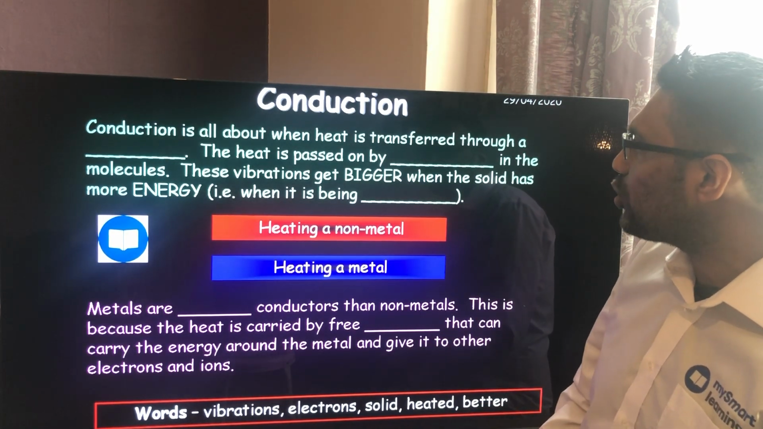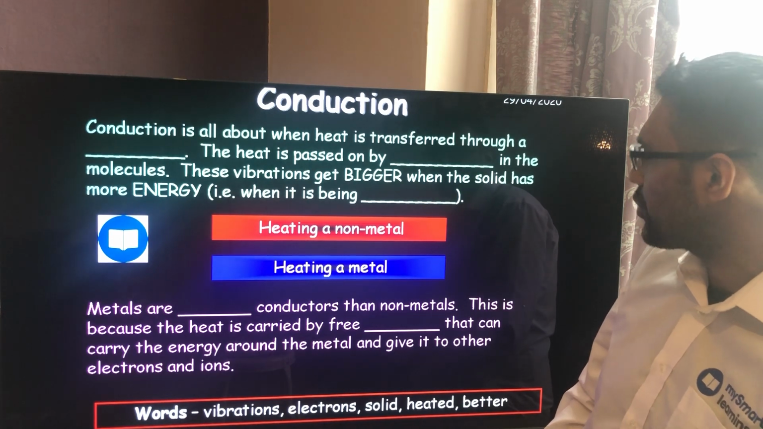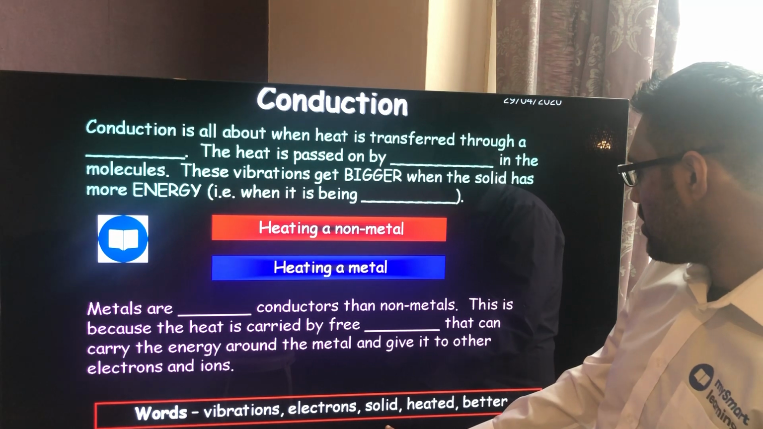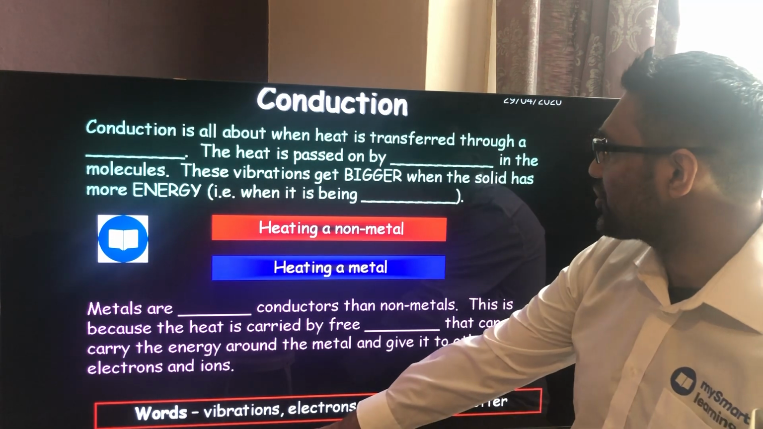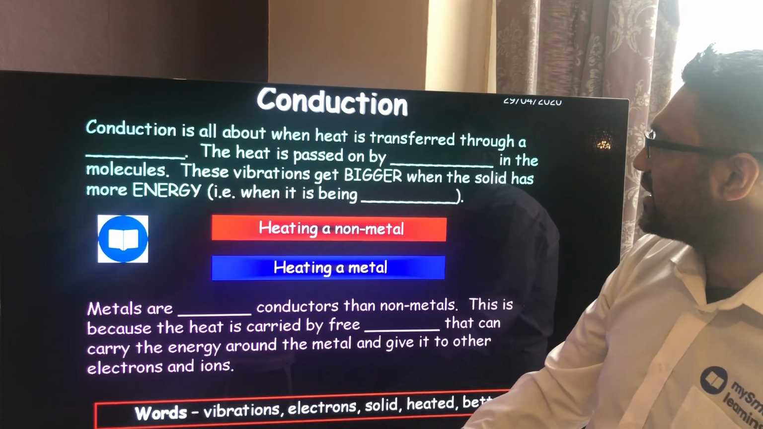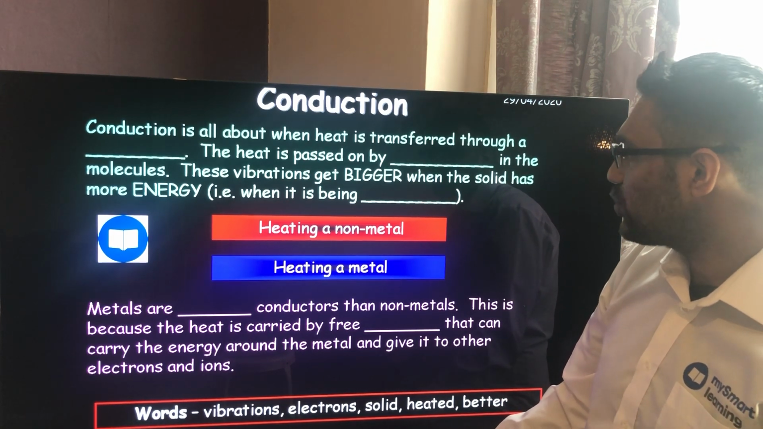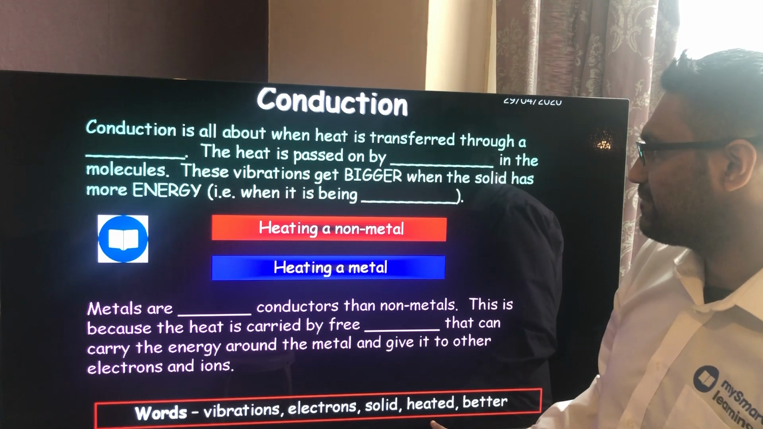Conduction is all about when heat is transferred through a solid. The heat is passed on by vibrations in the molecules. These vibrations get bigger when the solid has more energy, that is, when it is being heated.